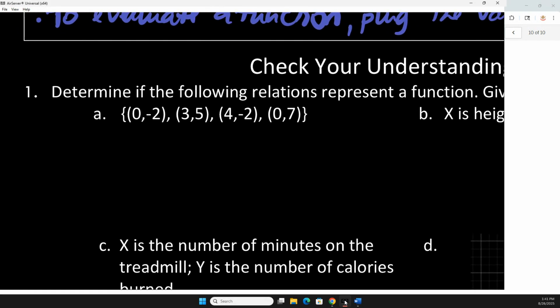Alright, so A is just some ordered pairs. Would you say that's a function? No. What's the problem? 0 has 2 outputs. Yeah. 0 is paired with -2 and 0 is paired with 7, so that can't happen. So 0 has 2 outputs.